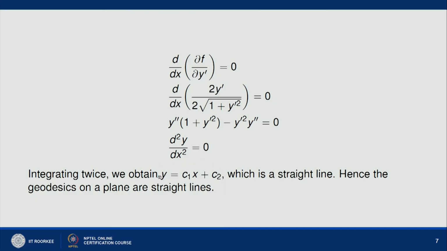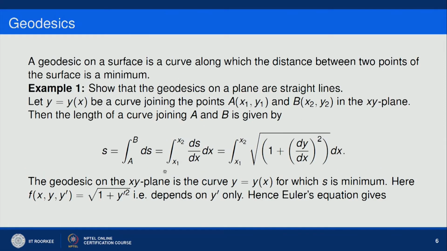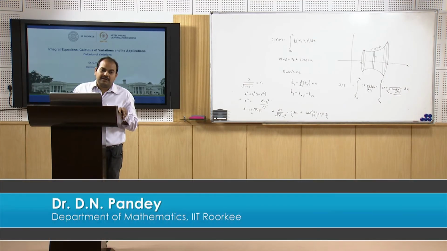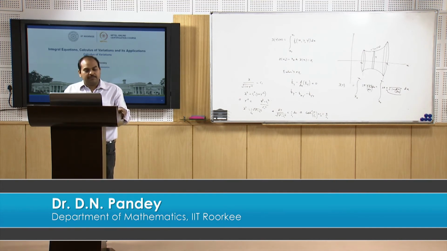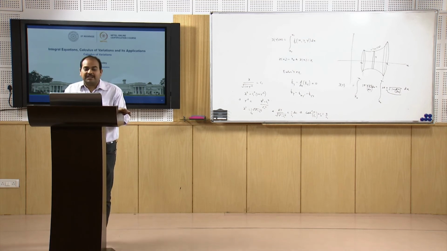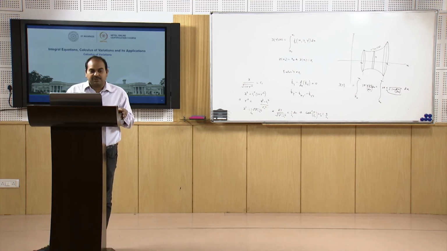So this is nothing but a straight line, and this c1 and c2 you can obtain by the condition that y of x1 is equal to y1 and y of x2 is equal to y2. So you can say that this is a straight line which passes through your points A and B. So geodesics on a plane are nothing but straight lines. This is something we know from long back, but here is the mathematical proof for the fact which we already know. So let us move to the next example, which is a little bit non-trivial.